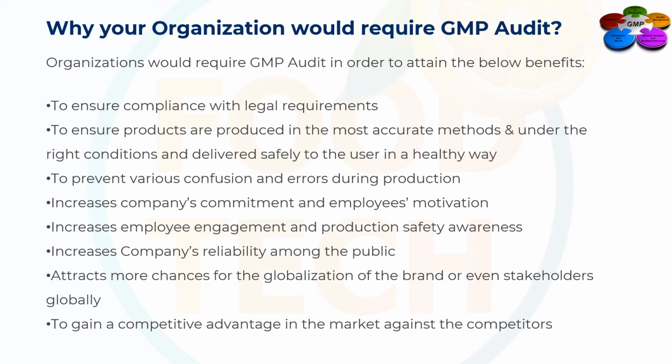The next is to ensure products are produced in the most accurate method, whether there is any malpractice going on that might hamper the health of the consumer. It also gives you a basic idea whether there is some drawback in the procedure of the production or processing of the product. GMP lays out a good chart, a good procedure to which you can refer, and you can avoid the confusion and errors which happen during production. It also increases the company's commitment and employees' motivation.